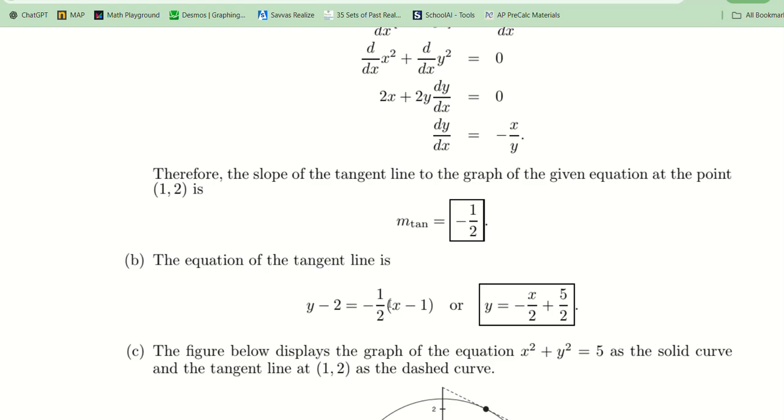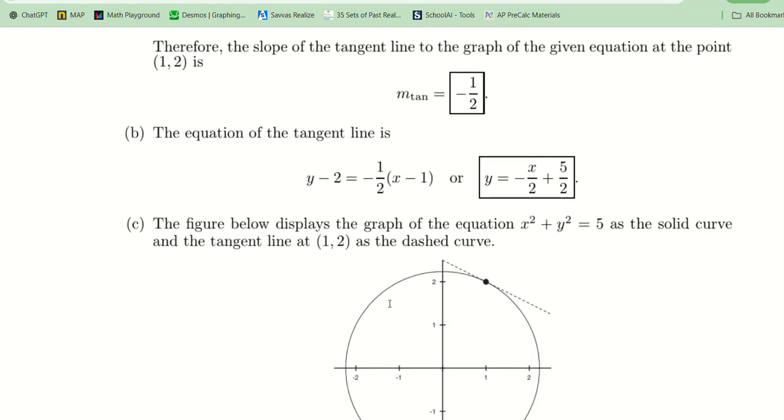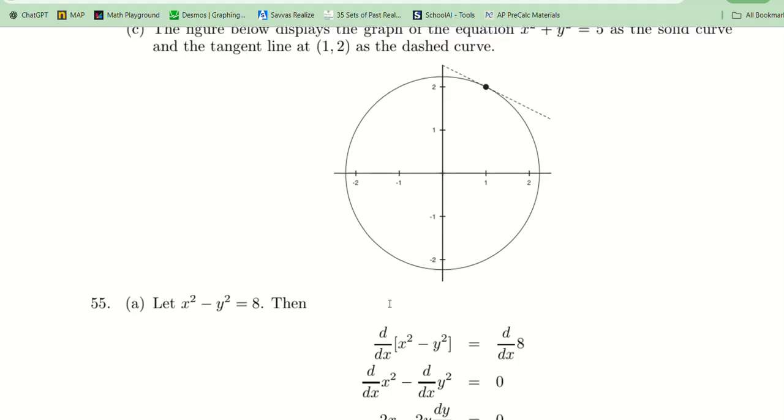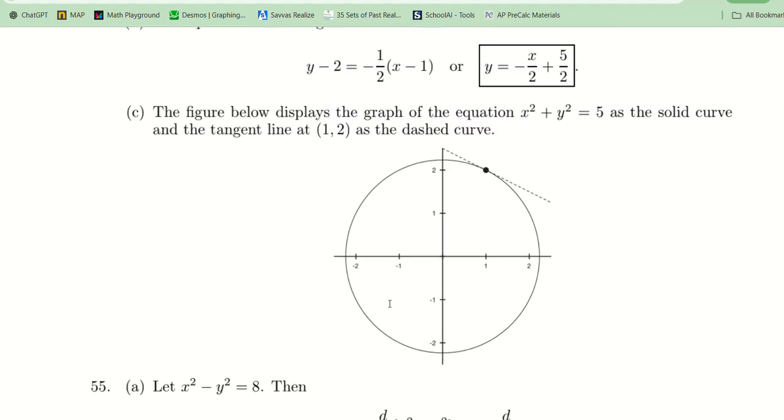Okay. And then on C, it says graph it. Did you guys graph it? Now graphing can be tricky. Did you draw a circle and a tangent line to the circle? I'm cool with it. Okay, 55. Here is this one.